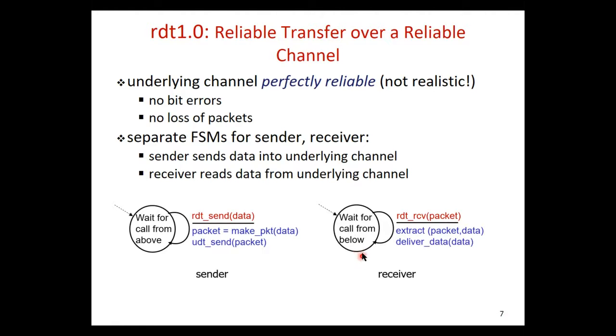And then at the receiver, there's only one state for the FSM. That state is to wait for the reception of some packet, wait for call from below, coming from the layer below. If the event is a reception of a packet, then it will simply extract the data from the packet and deliver that data to the layer above, which is the application layer. Very simple, but unrealistic.